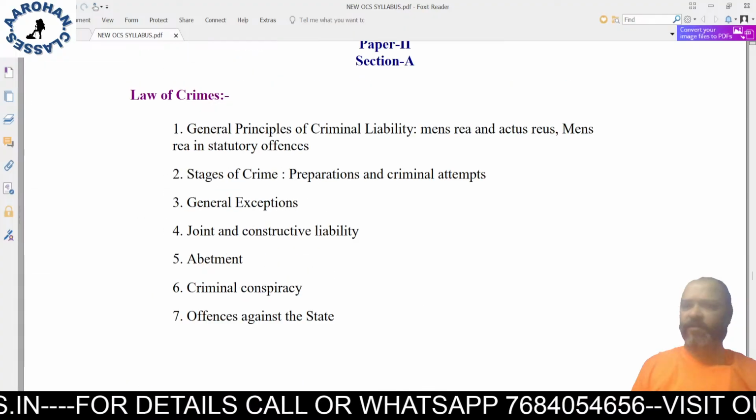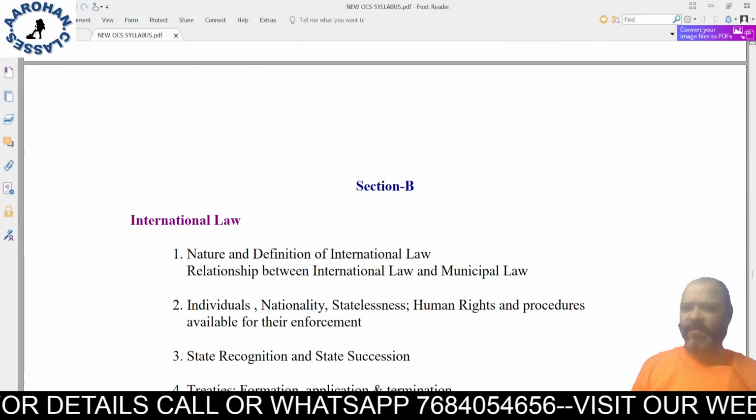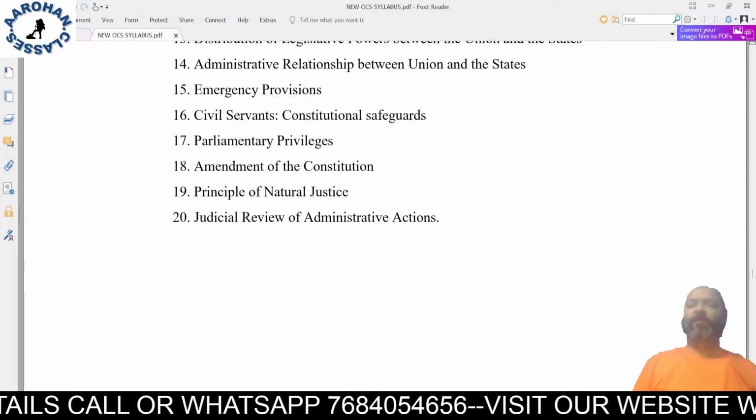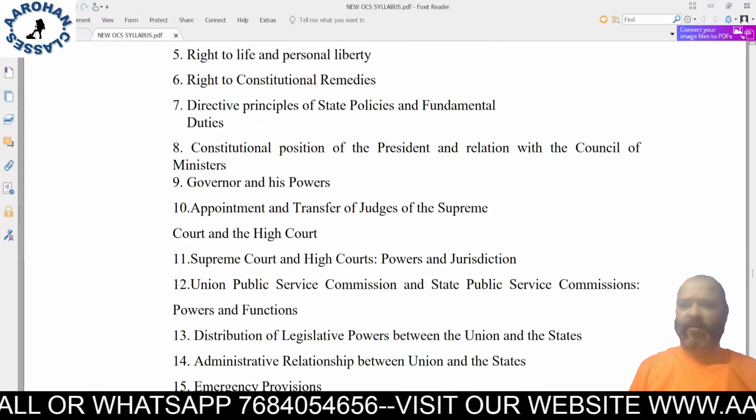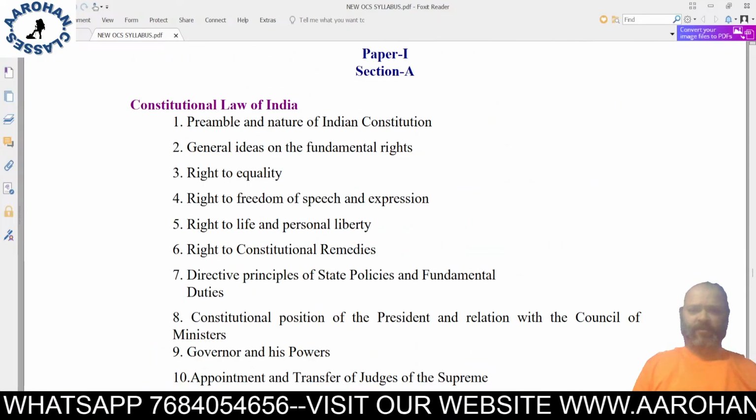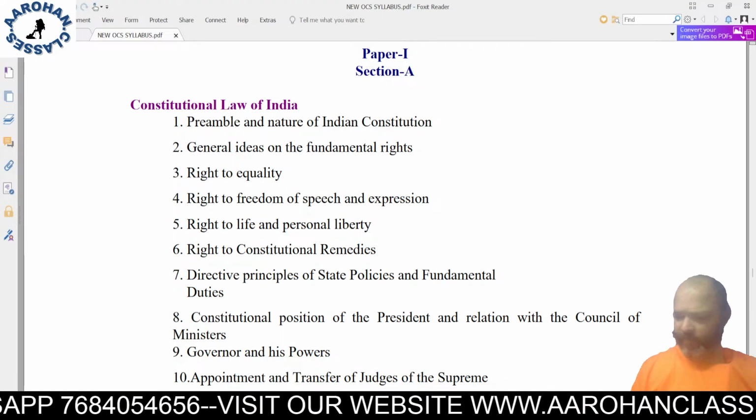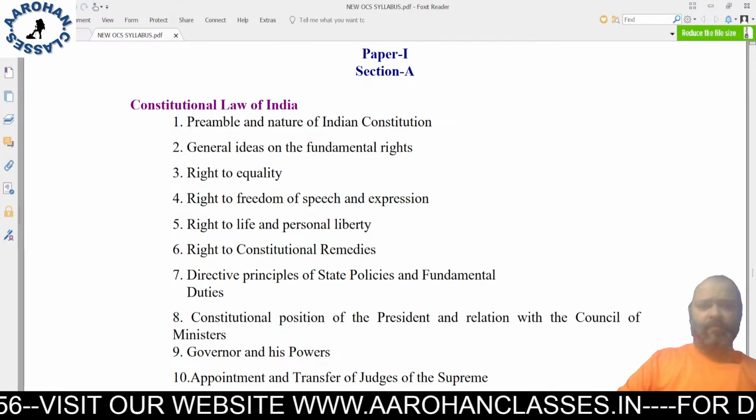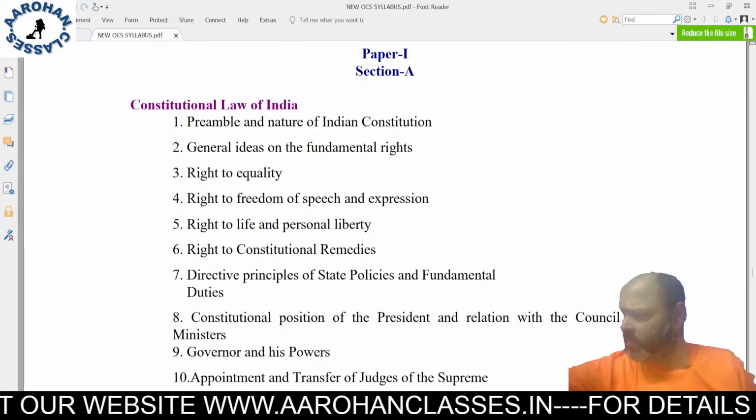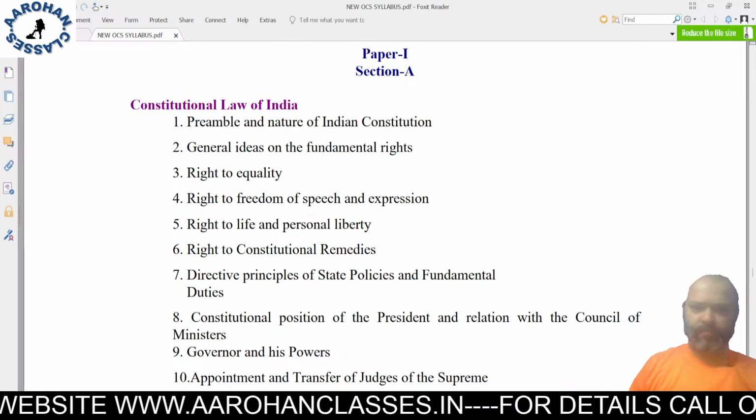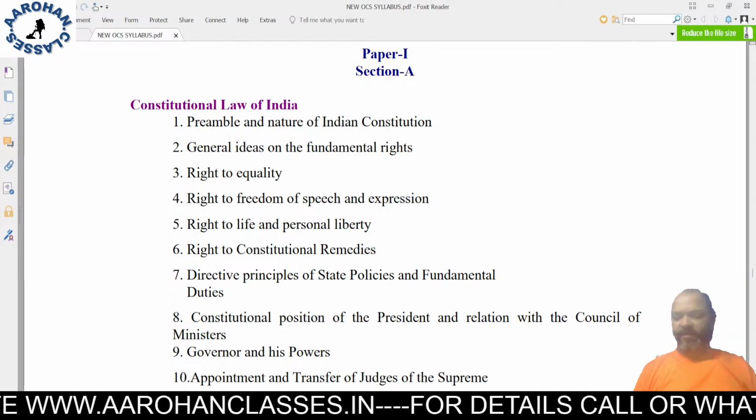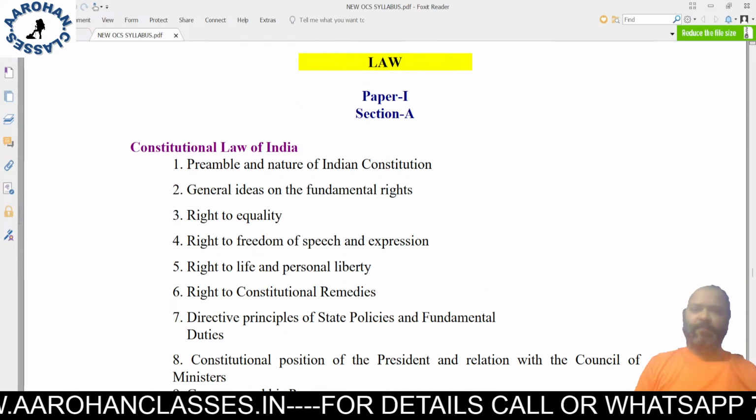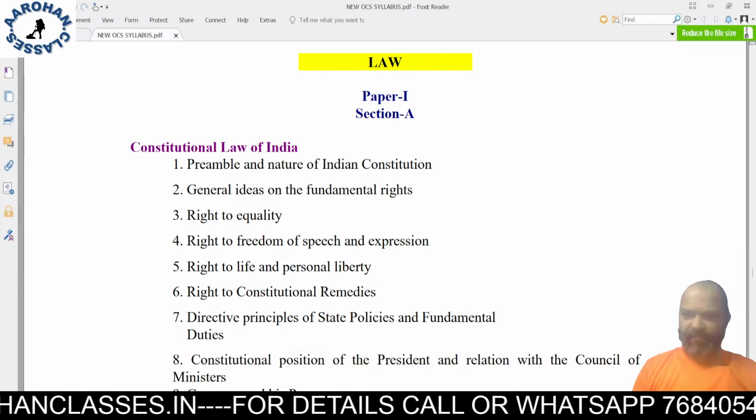Let us first go to the analysis of the syllabus. Then we will go to the analysis of the previous year questions. First, let us see Paper 1, Section A, that is basically constitutional law of India.